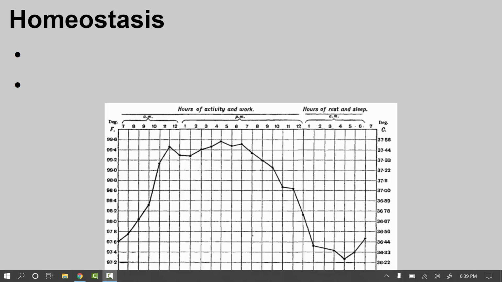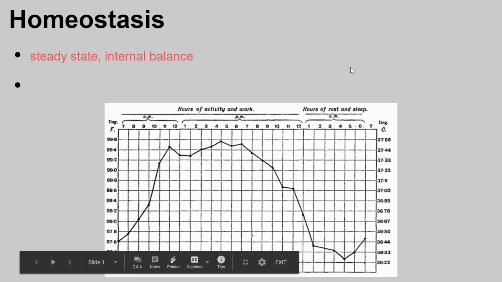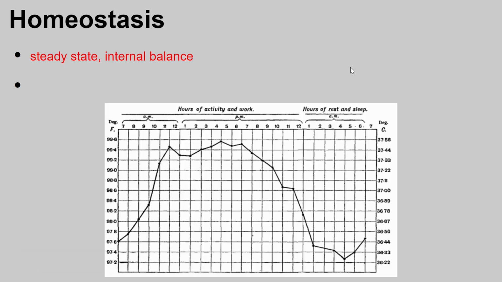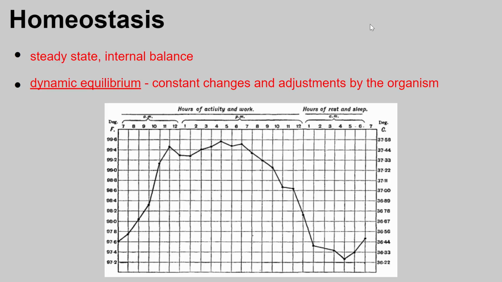So homeostasis is considered sort of keeping steady state or keeping balance within an organism. Sometimes we'll see it referred to as dynamic equilibrium, a term that means not that organisms maintain a steady level, but that there are changes, but they're kept within a narrow range that makes it conducive for the survival of that organism.